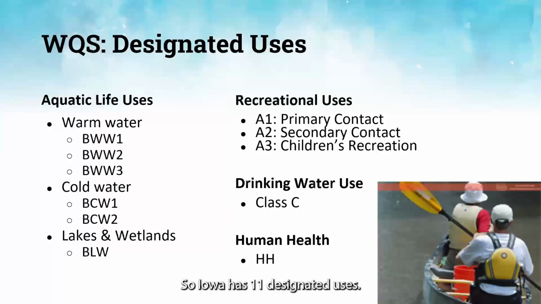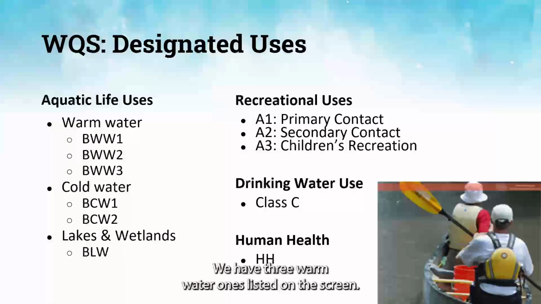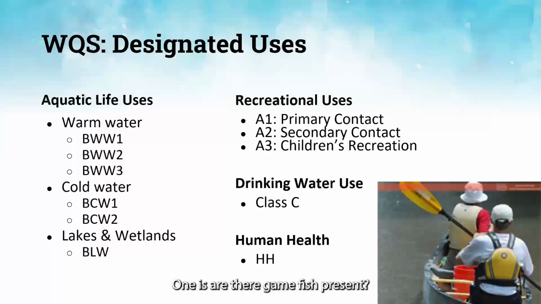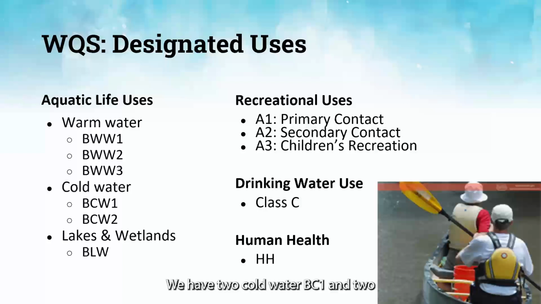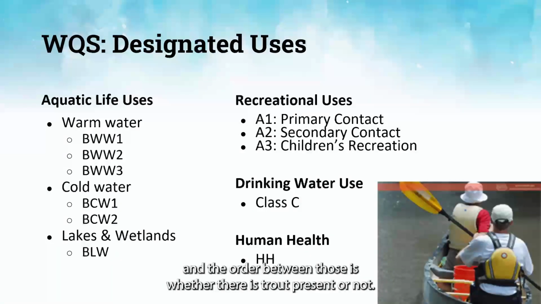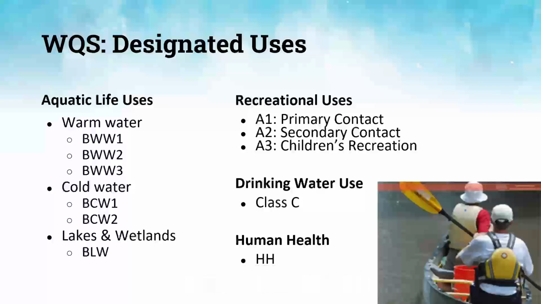So Iowa has 11 designated uses. We have 3 warm water ones listed on the screen. BWW1 is, are there game fish present? BWW2 is non-game fish are present. And then BWW3 is perennial pools with intermittent streams between the pools. We have 2 cold water, BCW1 and BCW2, and the only difference between those is whether there is trout present or not. We also have a lakes and wetlands one.